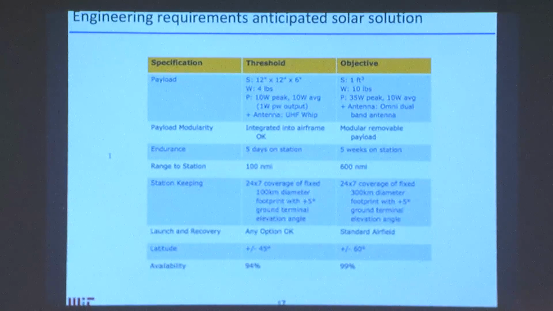And there's these threshold requirements and objective requirements. So threshold means it's good enough. That's check, you met the requirement. Objective is, well, if we could really have anything we wanted, if all of these were possible, this is what we'd really want. So you can see we were thinking with a solar plane we could maybe stay for weeks on station. But we need at least 5 days.